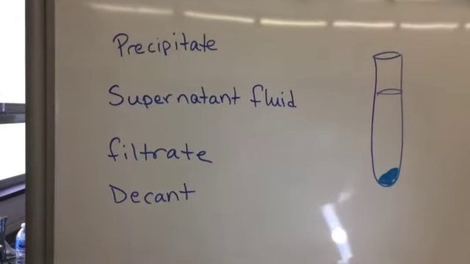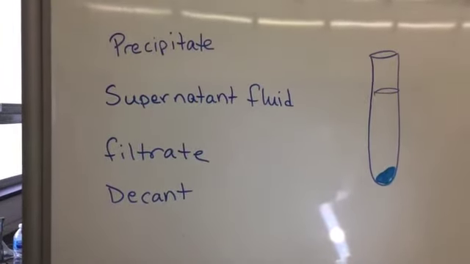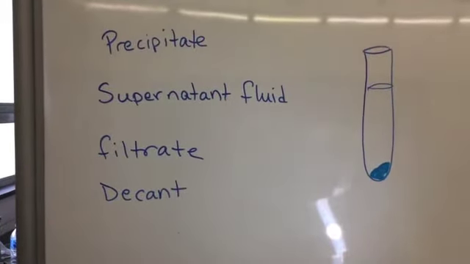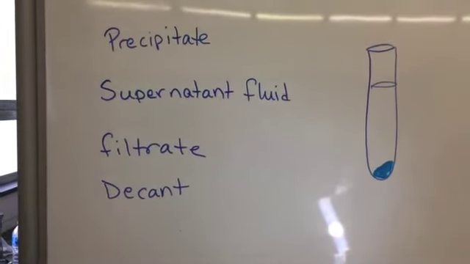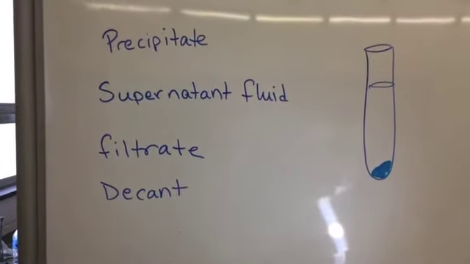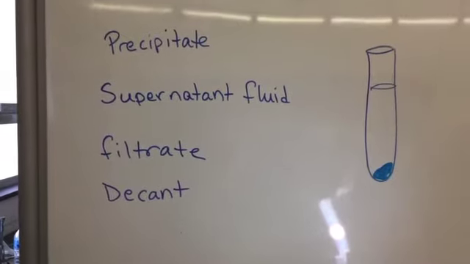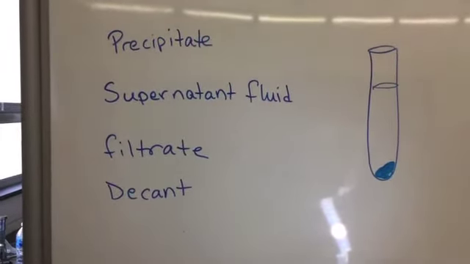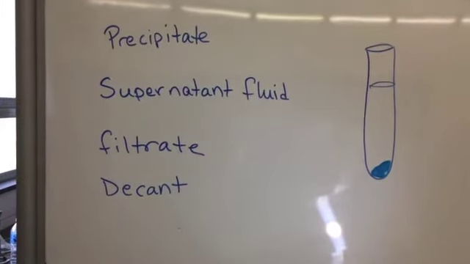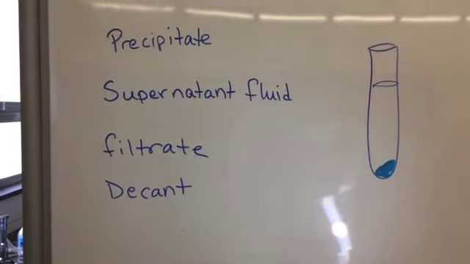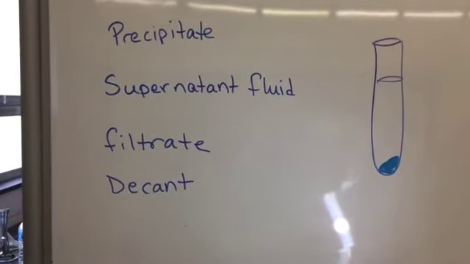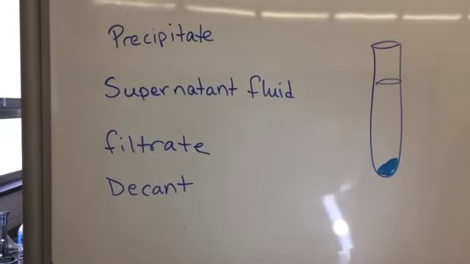Sometimes we simply just want to pour off the supernatant fluid without filtering. We can do this because the centrifuge will make the solid precipitate form a very tightly packed solid at the bottom of the test tube, and generally this will stay in place. So if we pour carefully and slowly, we can decant or pour off our supernatant fluid into another test tube or into a waste container without moving the solid that is in the test tube.